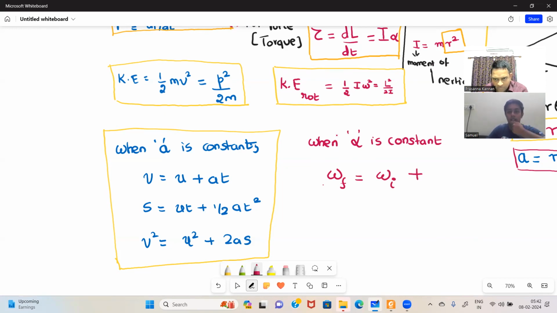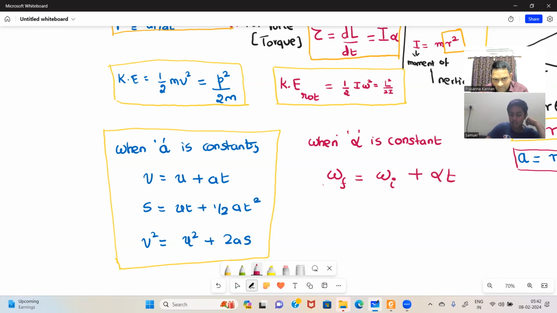Very good. And what is in place of A? Here you have V is equal to U plus AT. In place of V, I am writing omega F. In place of U, I am writing omega I. In place of A, what would I write? Alpha. Good. So you have this equation. Is it clear? If I don't give the background and suddenly write this equation, you may wonder it's a new equation, and you'll not be able to connect to it, right?